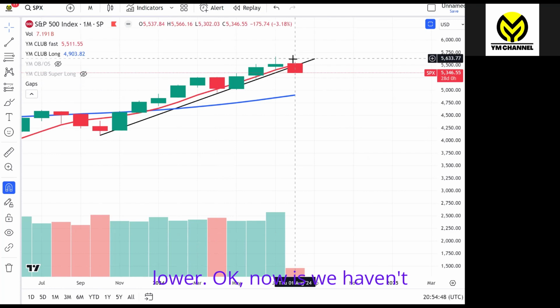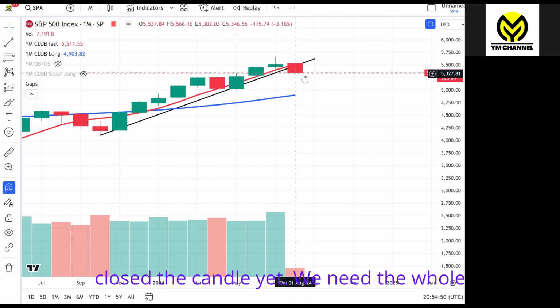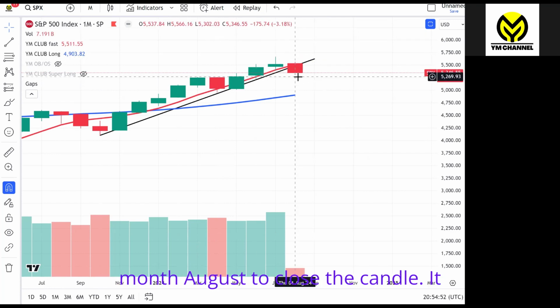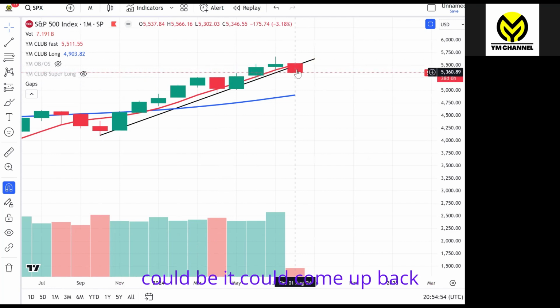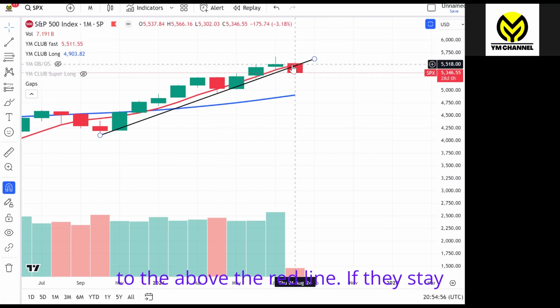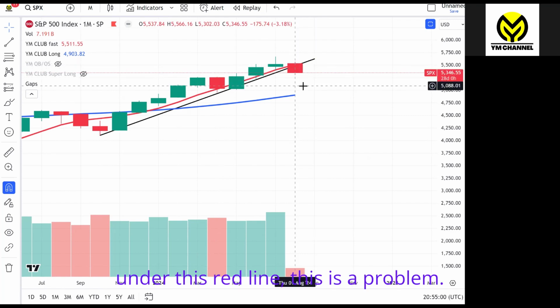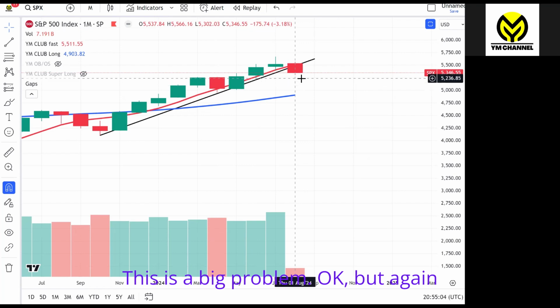Now, we haven't closed the candle yet. We need the whole month of August to close the candle. It could come back up above the red line. If they stay under this red line, this is a problem. This is a big problem.